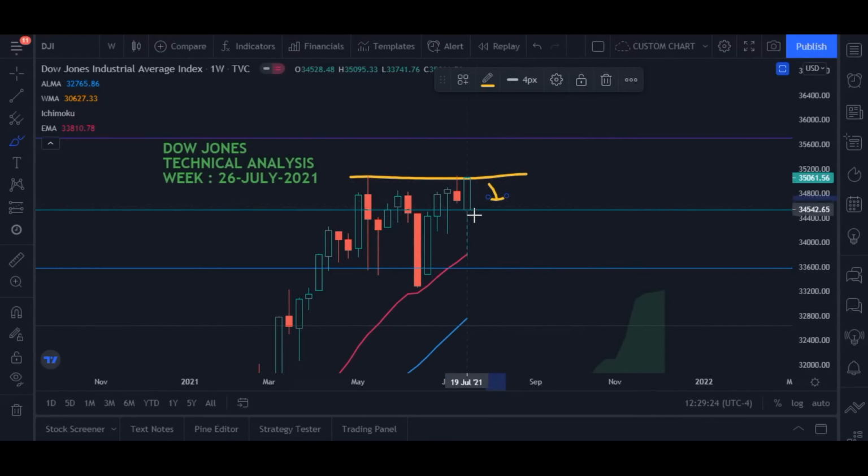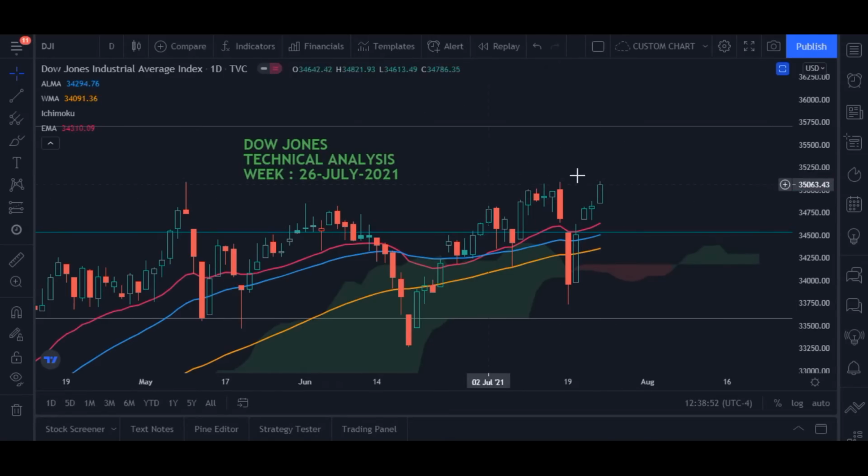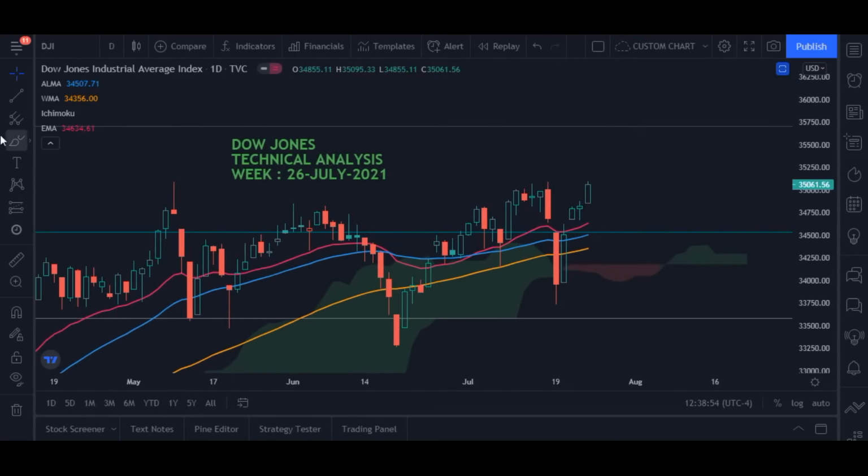and thereafter it will find some support on the moving average. Now let's move on to the daily chart to see what is more likely to happen on a daily basis. Now we are here on the daily chart. On this daily chart, you can see there are almost 4 or 5 candles where the market tried to cross and close above the high of this candle, which was 35,091, but the market failed to do so.